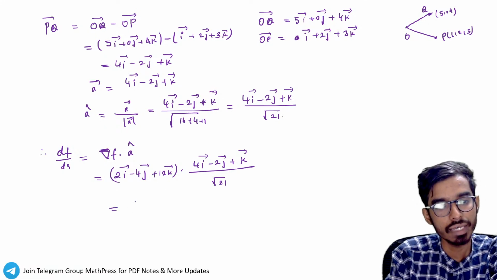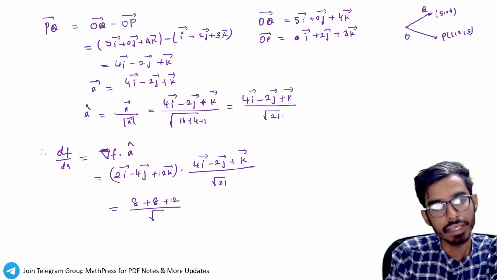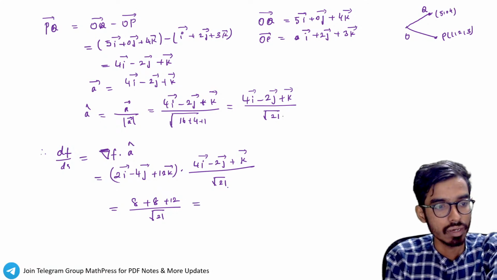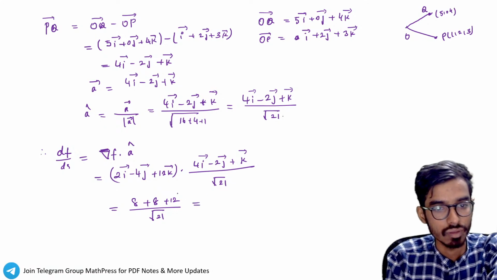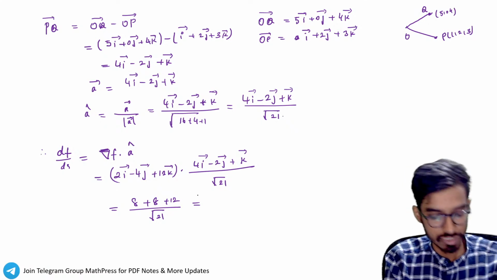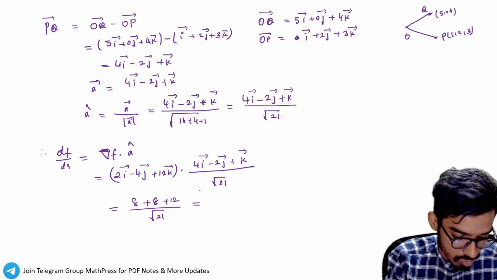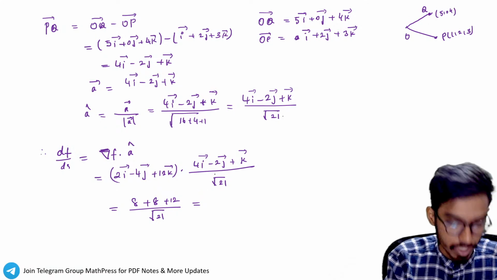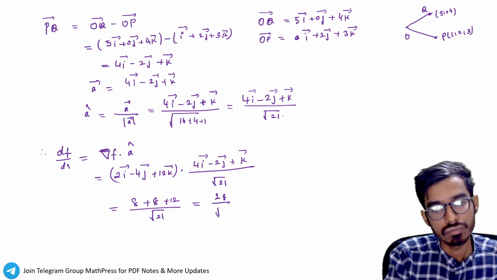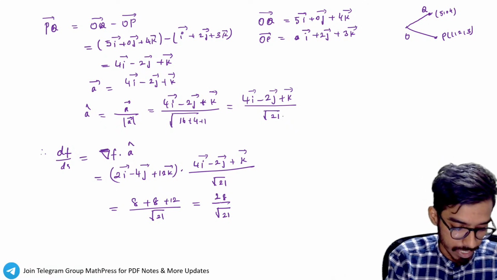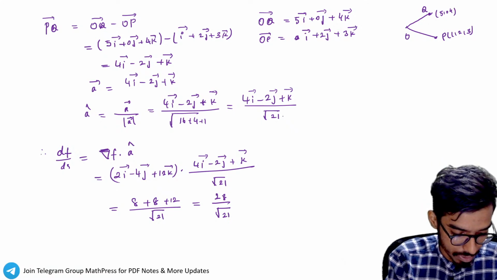So 2 4s are 8. 4 into minus 2 is minus 8. This will be plus 12 divided by root 21. So 8 plus 8 is 16. 16 plus 12 is 28. So we'll be having the directional derivative equal to 28 by root 21. Right, this is the directional derivative at this point.